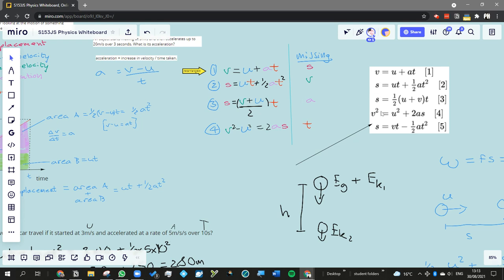As you can see, we've got 3 of these where s is the subject, and the remaining 2 have got v as a subject. So it's not about that. It's about what is the value that we need.